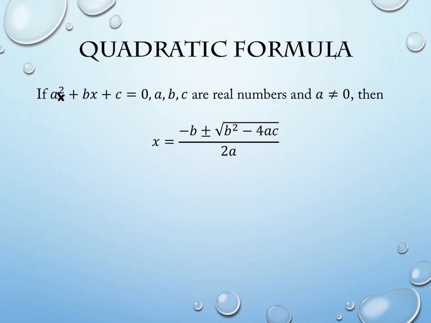What would happen if a is 0? You get a line, right? If the a were 0 here, written correctly as ax squared, it would go away, and I would just have bx plus c equals 0. Well, bx plus c equals 0 is a line. So if we're dealing with a line, the quadratic formula doesn't make any sense to use. That's why the condition is that a can't be 0. Okay? So have you seen this formula before?